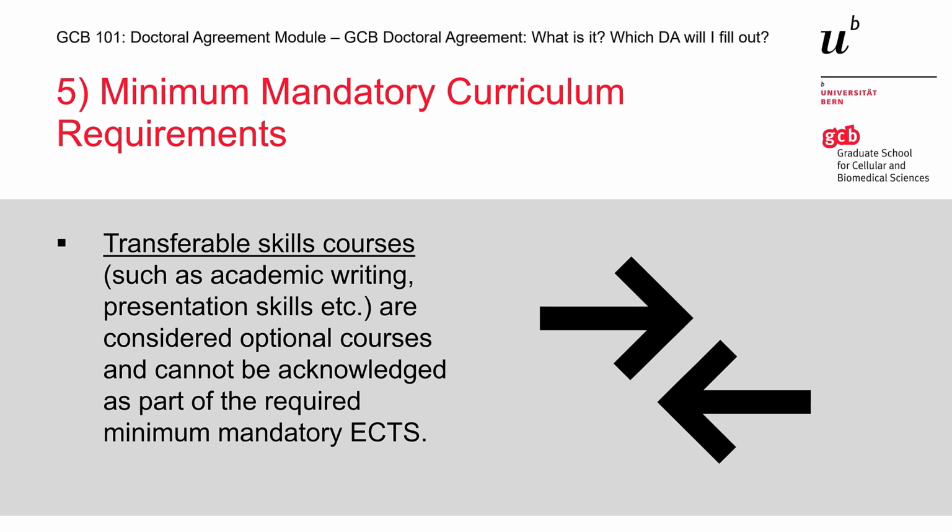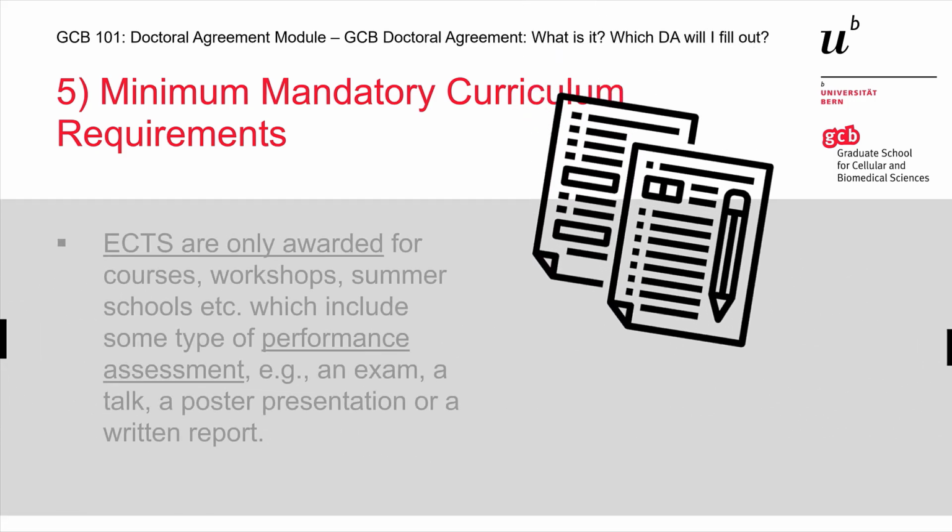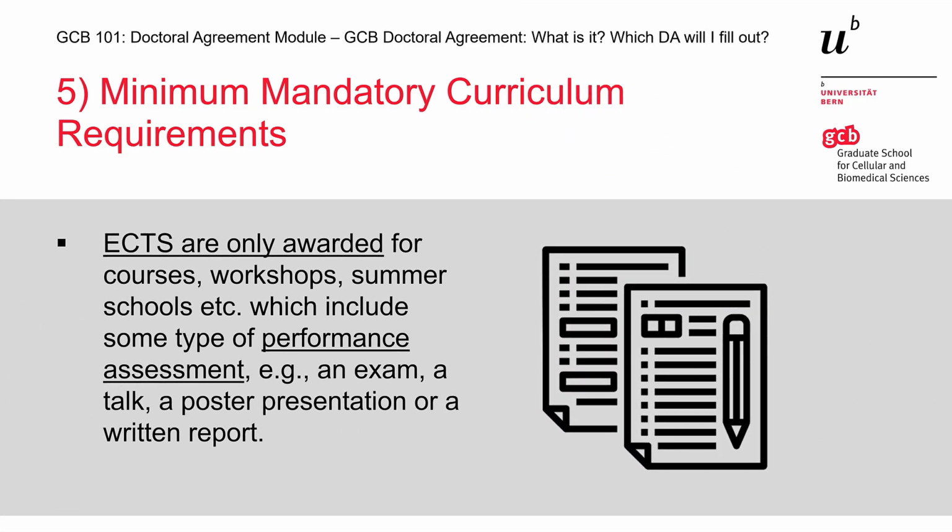Transferable skill courses such as academic writing, presentation skills, etc. are considered optional courses and cannot be acknowledged as a part of the required minimum of 6 ECTS. ECTS are only awarded for courses, workshops, summer schools, etc. which include some type of performance assessment, for example, an exam, a talk, a poster presentation, or a written report.